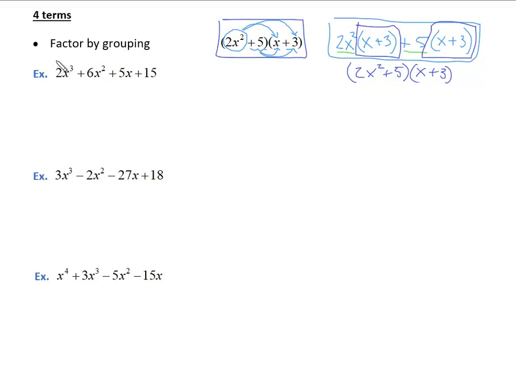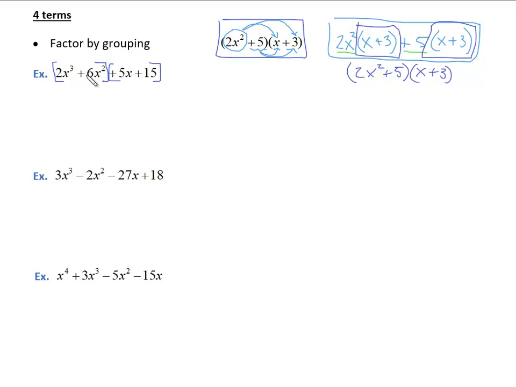Okay, everybody's going to get a buddy. We're going to pair them up. And typically, you can go first two, last two. So I'm going to group these two together, and then I'm going to group these two together. Okay? What we're going to do is take out the greatest common factor in each.